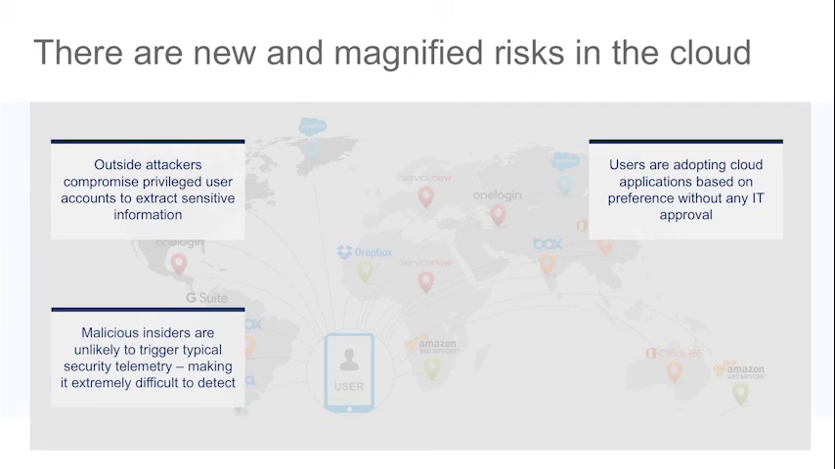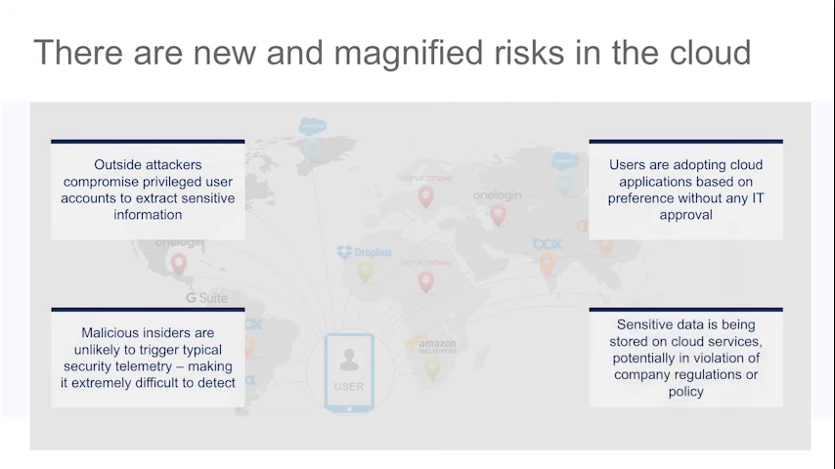Every cloud app has massive amounts of data flowing through it, and even if it were known what apps are in the environment, an IT admin can't see or control all the ways data is flowing through those apps. Sensitive data is being stored on cloud services, potentially in violation of company regulations or policy.